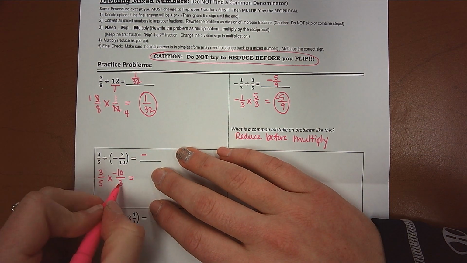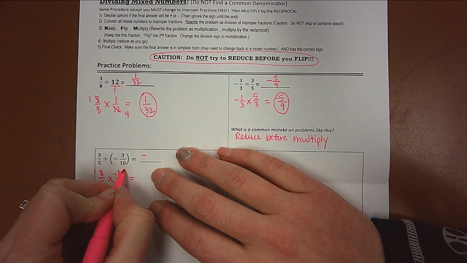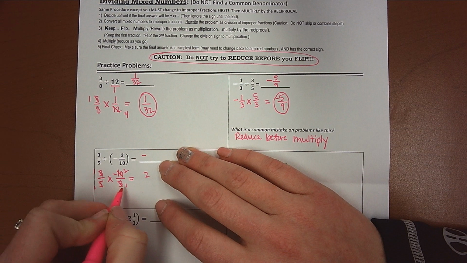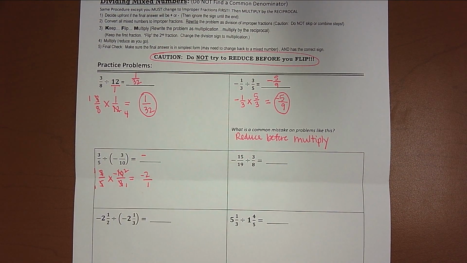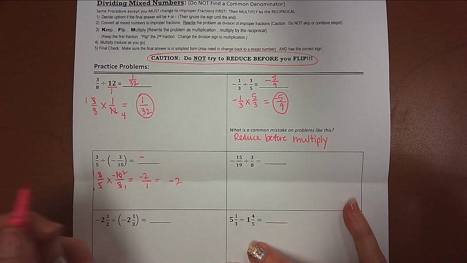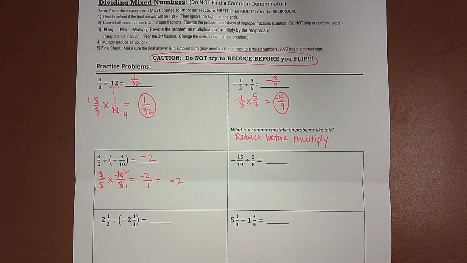So 3 and 3 can cross-reduce to be 1 and 1. And 5 and 10 can cross-reduce to be 1 and 2. 1 times 2 is 2. 1 times 1 is 1. And then a positive times a negative is a negative. And we recognize that negative 2 over 1 is negative 2 wholes. And so my simplified answer here, or my whole number, is negative 2.